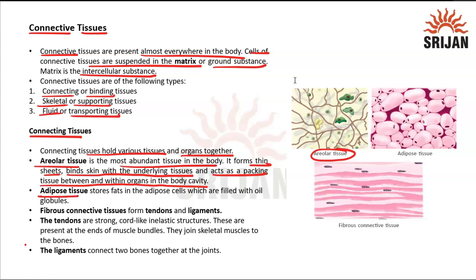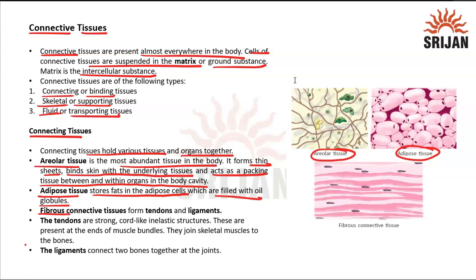Then you have adipose tissues, and this particular type of tissue, as you can see here in this diagram, stores fats in the adipose cells which are filled with oil globules, which have a different function as well. Like through the sebaceous gland we secrete oil, so there you can actually see their involvement. We store the fat within the body as well, so adipose tissues are also the areas where you can store the fats. It is also a very good insulator. So whenever we feel warm during the winters, it is because of these tissues.